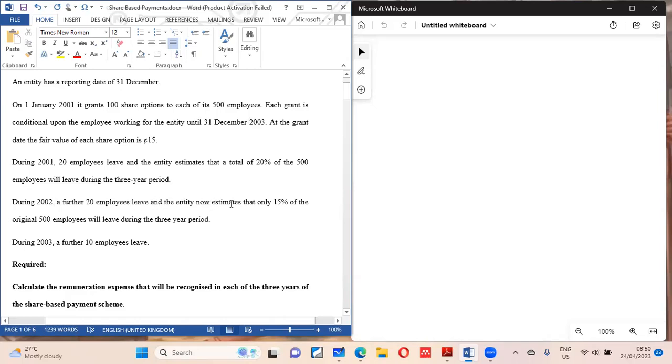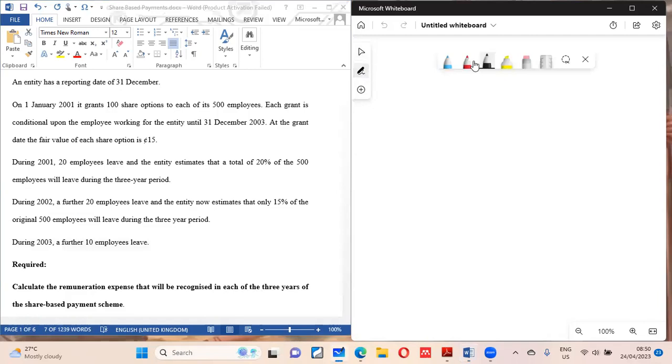And the entity now estimates that only 15% of the 500 employees will leave during the 3-year period. In 2003, which is the vesting time, a further 10 employees leave. You are supposed to calculate the remuneration expense that will be recognized in each of the 3 years of the share-based payment.